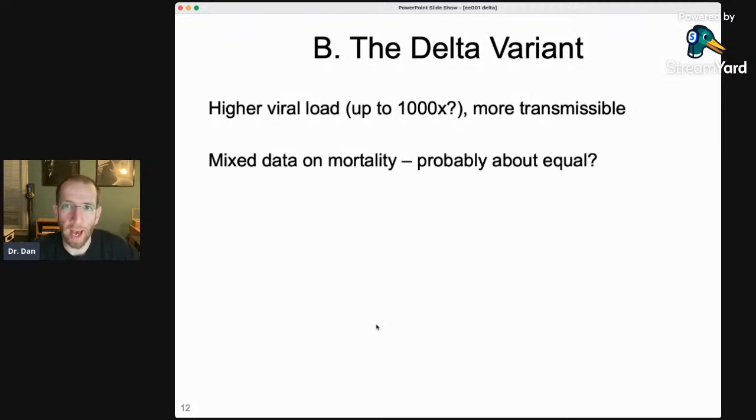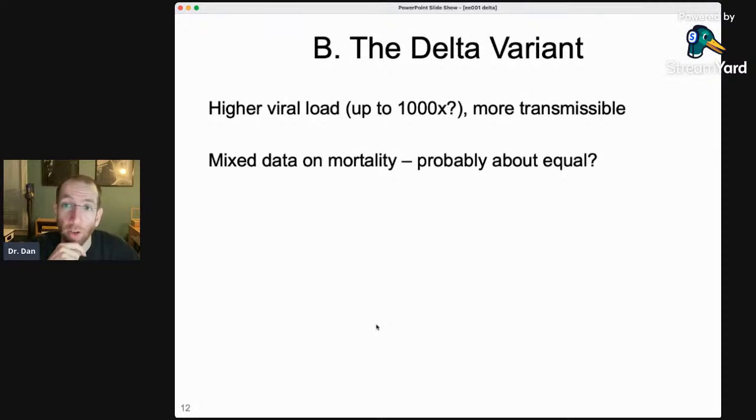What we know is that it seems to have a much higher viral load within infected people, up to 1,000 times higher. Now, there's been some very recent research, just published this week, saying maybe that's an overestimate. Maybe it's not 1,000 times higher, but the most common number floating around is 1,000 times higher viral load. So fine, maybe that's the case. What we do know with Delta is that it is more transmissible. I'll go into more detail on that in just a few minutes.